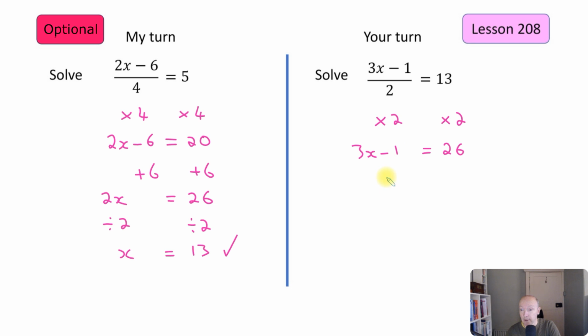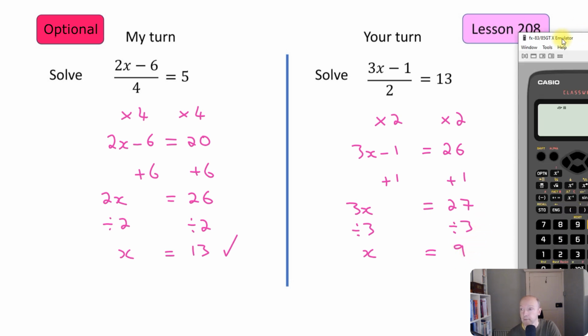To get rid of the minus 1, I'm going to add 1. So let's add 1 to the other side as well. 26 plus 1 is 27. Minus 1 plus 1 is 0, so that's just 3x. And to get rid of the times 3, opposite is divide by 3. So I'll divide this side by 3. So 3 divided by 3 is 1x, or just x. 27 divided by 3 is 9. Again, I think that's right.